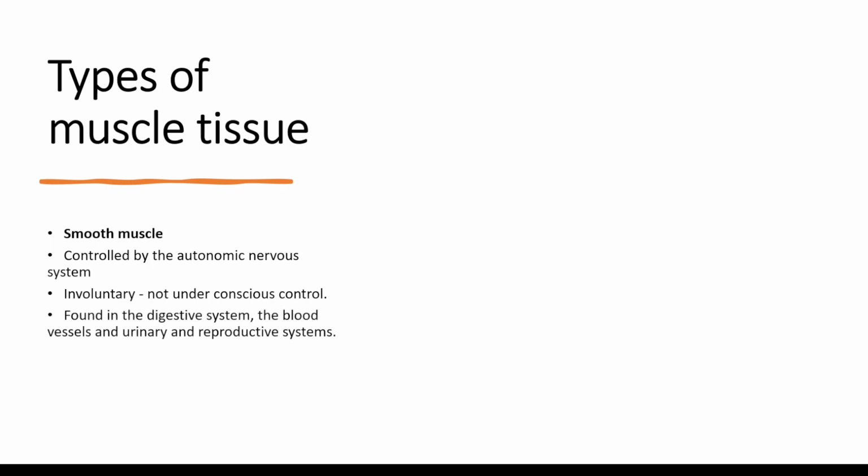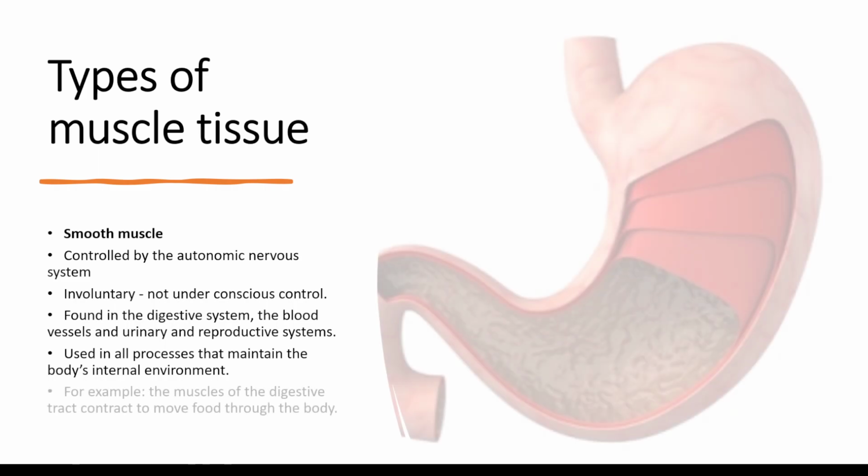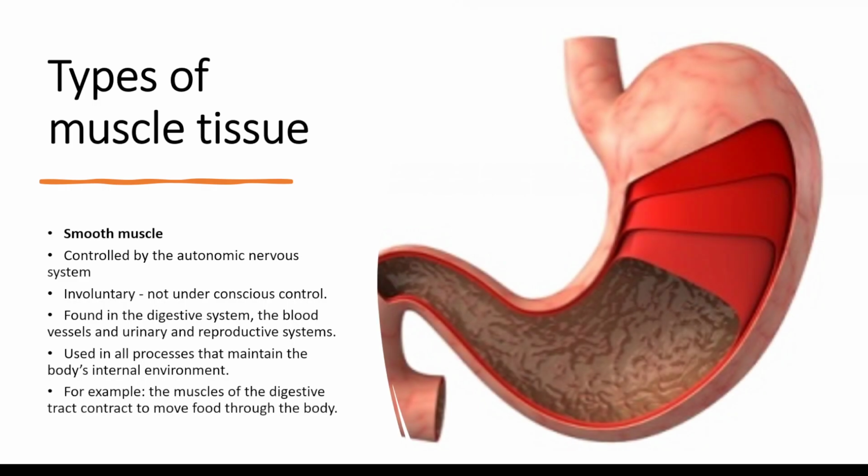So it's found in structures such as the digestive system, blood vessels, urinary and reproductive systems, and we use it in all processes that maintain the internal body environment. So an example would be the muscles of the digestive system are going to contract to move food through the passageways.